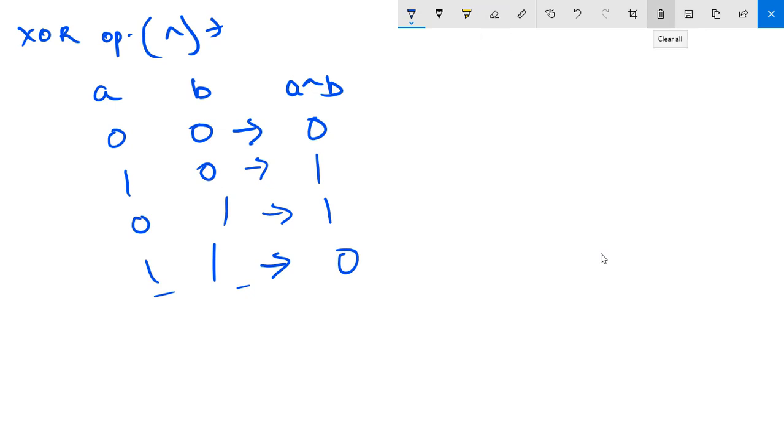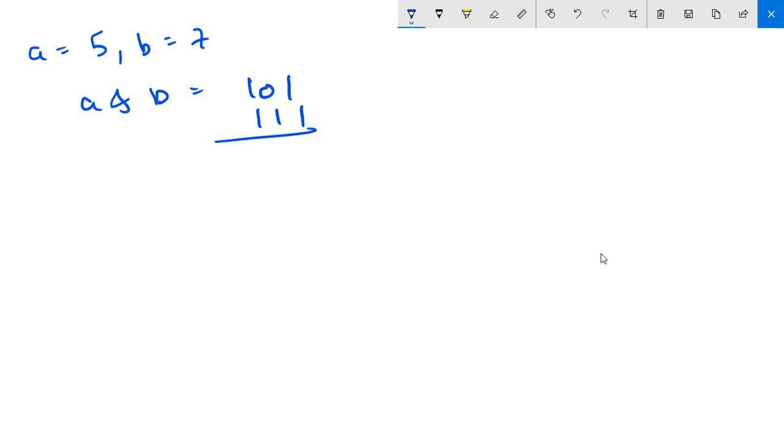Now let us look at some examples of this. If we do something like A equal to 5 and B equal to 7, and we do A AND B, how it works is: 5 in binary is 1 0 1, and 7 in binary is 1 1 1. So we'll AND this. 1 and 1 is 1, then 0 and 1 is 0, and then 1 and 1 is 1, so it will become 5. This is how the AND operator works on these numbers.